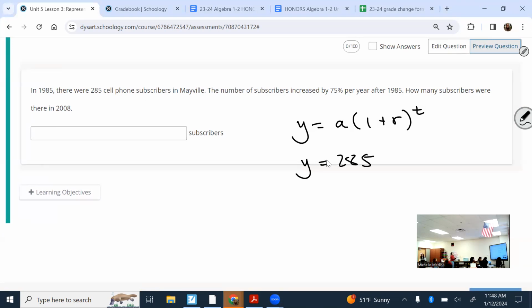285. That's going to be times, in parentheses, 1 plus my growth rate as a decimal. So it's increasing by 75%. What's 75% as a decimal? 0.75. And then to the T power, so that's time, and it says that the number of subscribers increased by 75% per year after 1985, and then it wants to know in 2008, how many were there?